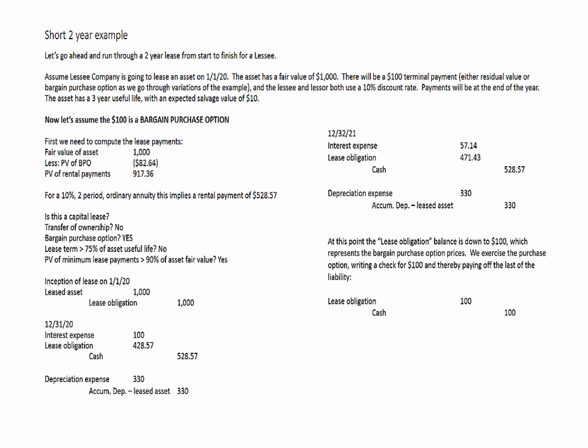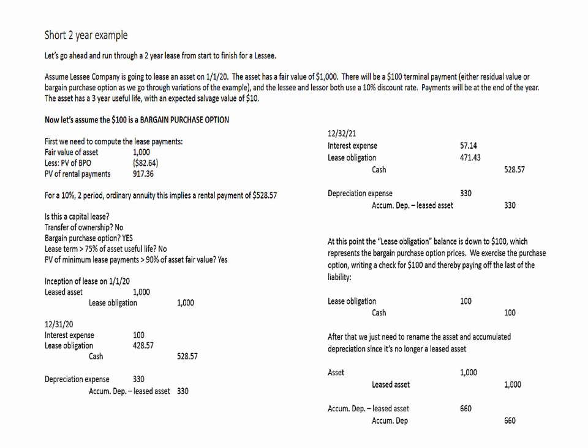Now, the last thing we have to do is we just need to sort of rename some things on our balance sheet. Right now on our balance sheet, we have a leased asset and we have accumulated depreciation leased asset. We need to go ahead and basically remove the reference to those being leased assets and make them just regular owned assets. So we take away the leased asset and replace it with just an asset, whether this is a machine or equipment or what have you. And the same thing with accumulated depreciation.